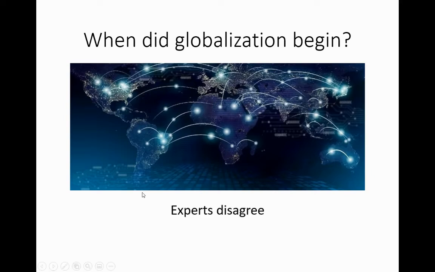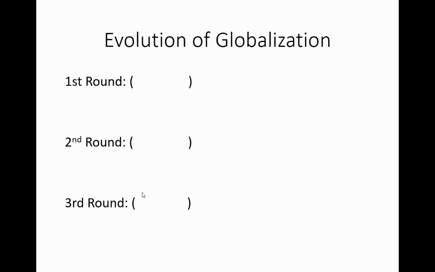Well, the answer is experts disagree, right? So if you talk to different historians, they will give you different answers, right? So that's not very helpful, is it? So for the sake of this course, we are going to talk about globalization as a process, right? It is a process that has been happening for a very, very long time, right? So for a long time, the world has slowly and progressively become more and more globalized. And so globalization has evolved. And so we're going to talk about 3 different rounds of globalization: the first round, second round, and third round. That'll be our way of separating the history.